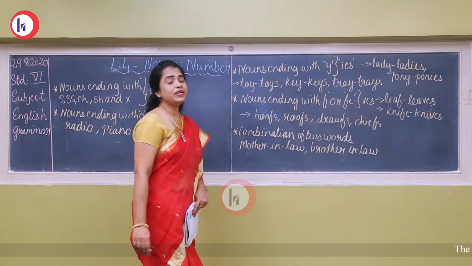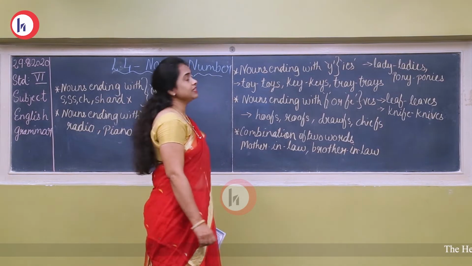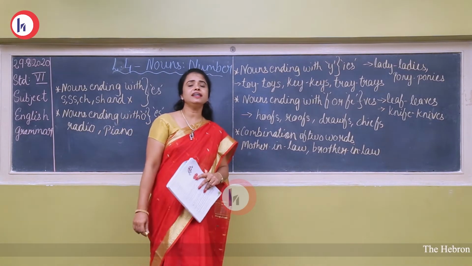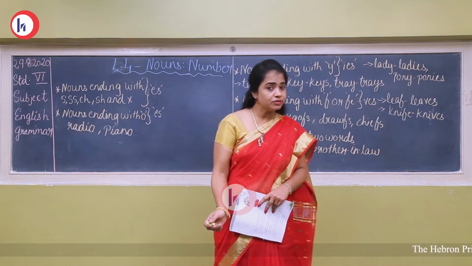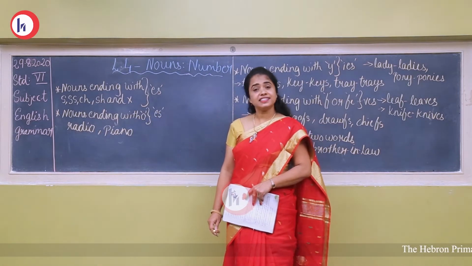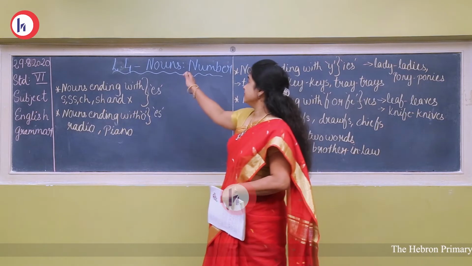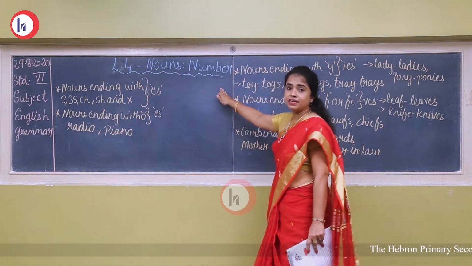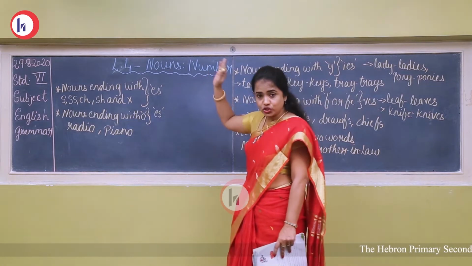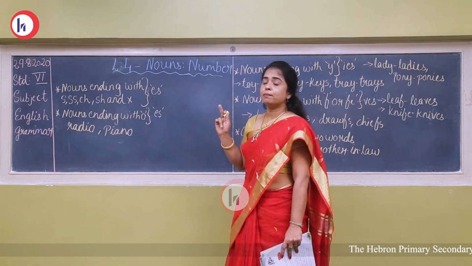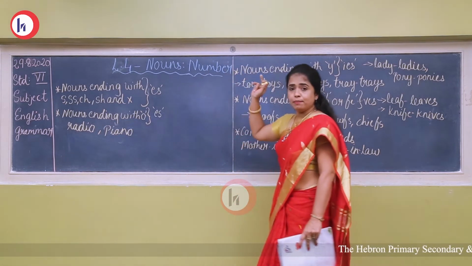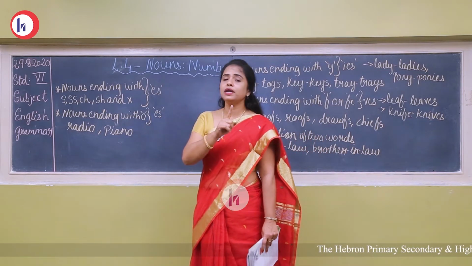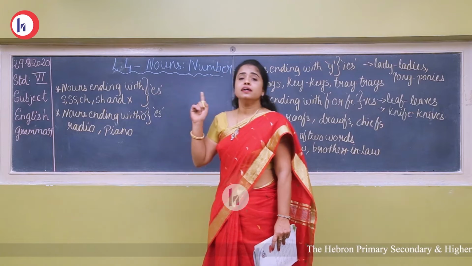Now we will be doing lesson number 4 from your Fun with Grammar book, Noun, Number. We already learned what is noun. Noun is the name of any person, place, animal or thing. In this lesson we learn noun, number. Noun number is of two types, that is, singular number and plural number. So what is singular number? The noun that is expressed in only one category, that is, only one person, place, animal or thing is being referred.